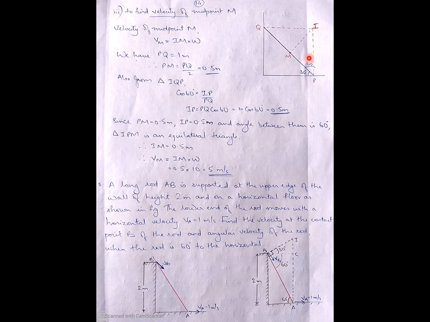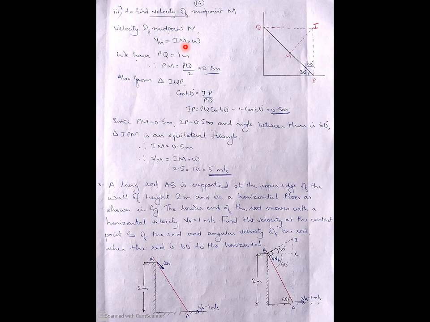This IP distance is also 0.5 meter. This angle is 60 degree. So what does that mean? This is an equilateral triangle. So what will be IM? IM will be also equal to this MP value as well as IP value, which is 0.5 meter. So IM equal to 0.5 meter.